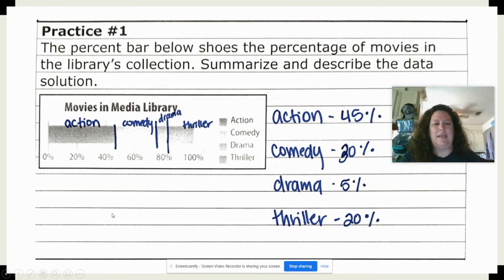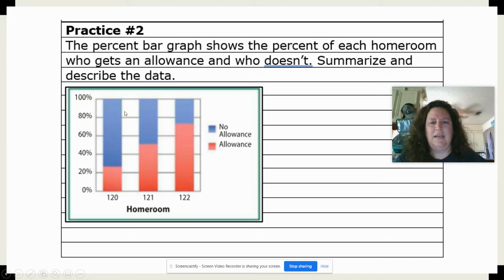So I could make a statement that says something like the action is the most popular. If this was on a STAR test question, they might say something like the action section of the library is less than the comedy and the thriller combined, or something like that. So you would want to break it down into segments so that you can give a good estimate on what those would look like. All right, let's look at the next one.